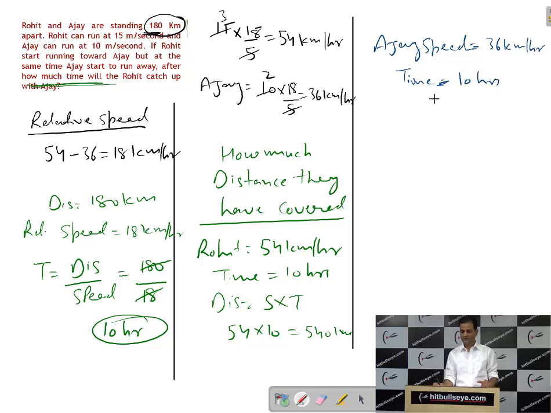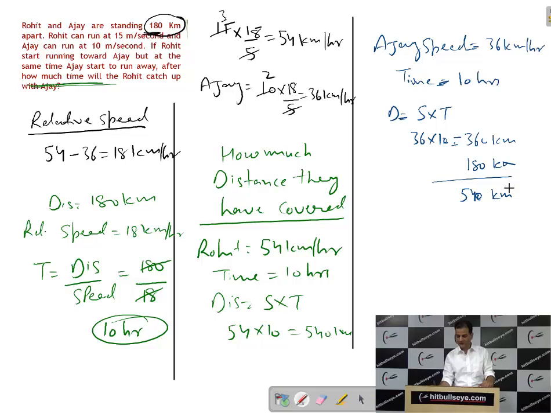10 hours. So distance is equal to speed into time. Speed is 36, time is 10 hour. So distance covered will be 360 kilometer, and Ajay is 180 kilometer ahead of Rohit. 180 kilometer ahead of Rohit. So total distance will be 360 plus 180. It will be 540 kilometer.